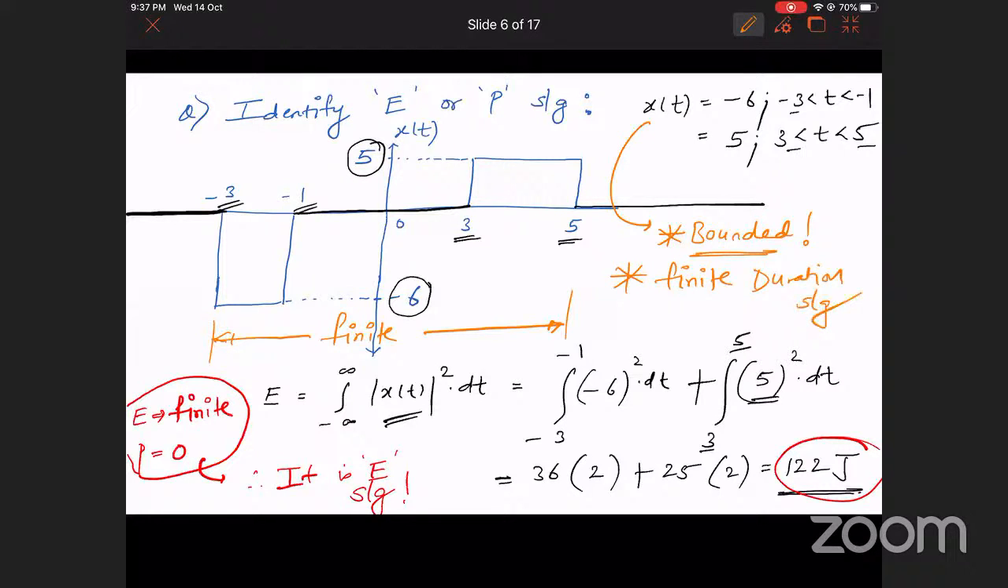मॉरल ऑफ द स्टोरी, अगर सिग्नल आपका बाउंडेड भी है और फाइनाइट ड्यूरेशन सिग्नल भी है तो ऐसा सिग्नल हमेशा एनर्जी सिग्नल होगा। तो ऐसे सिग्नल्स हमेशा क्या होंगे? एनर्जी सिग्नल्स होंगे। So let me just give you some types. Okay, let us say you have this kind of signal.